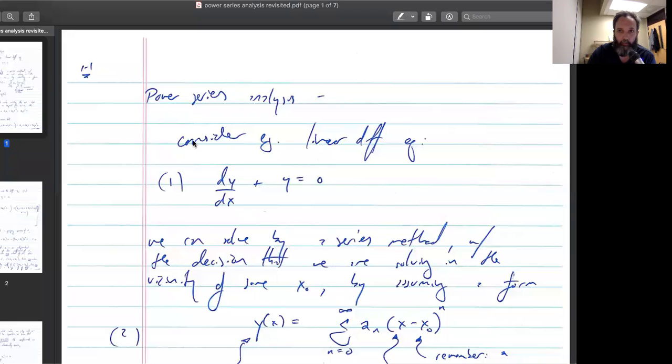I think this is a terrible substitute for me mugging at you and trying to keep you engaged when we're actually doing this stuff at the board, but it's the tool we have available to us. So I'm going to try to get that to work by sharing the screen I'm using and switching over to this document. All right, so power series analysis.